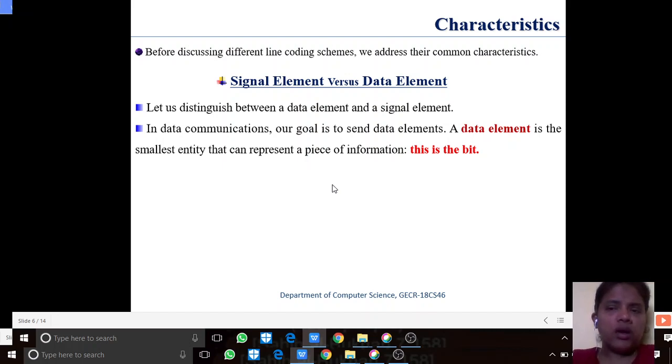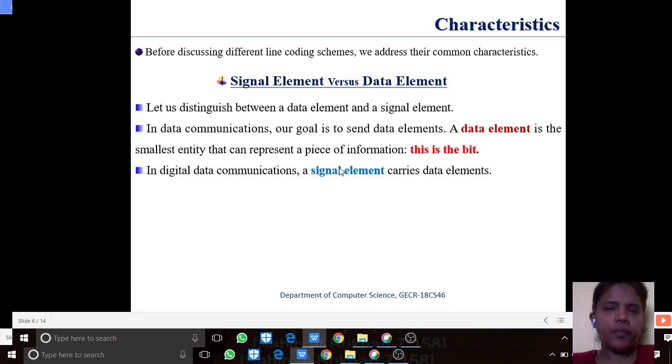So let us see, if you take a flip flop, when the flip flop is on, that can be encoded as 1. When the flip flop is off, that can be encoded as 0. That means a data element is the smallest entity that can represent one piece of information. This is a bit. In digital data communication, a signal element carries the data element. In other words, the signal is a carrier of the data element. It carries the data element.